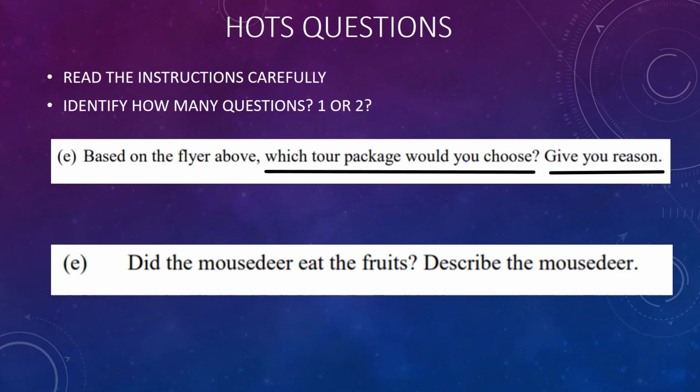Then the next one: did the mouse deer eat the fruits? Describe the mouse deer. So you have to identify how many questions there are. The first one is, did the mouse deer eat the fruits, yes or no? And the second one is, describe the mouse deer. If you answer yes or no, you only get 1 mark. So in order to get 2 marks, you have to give the second answer, by describing the mouse deer.